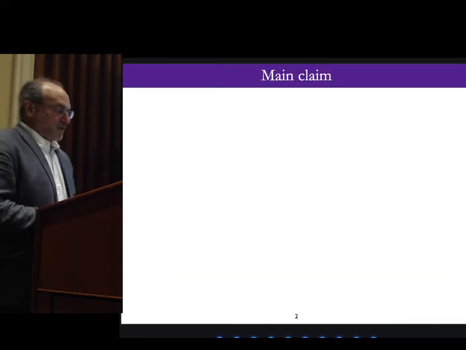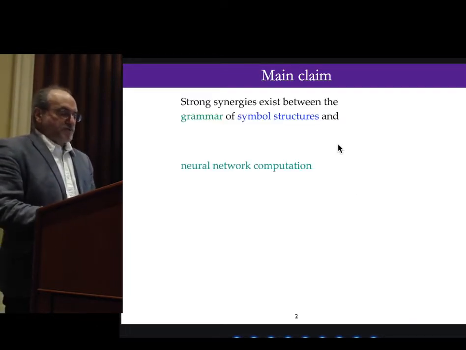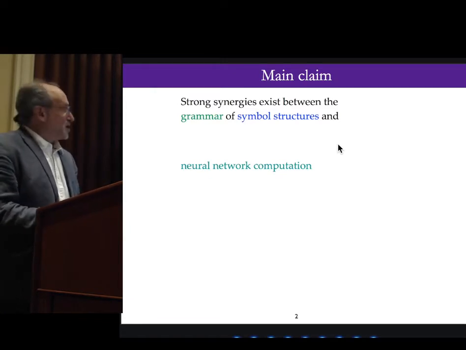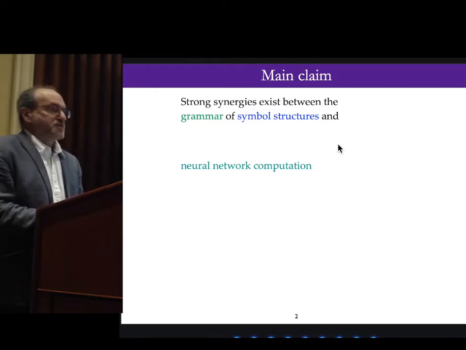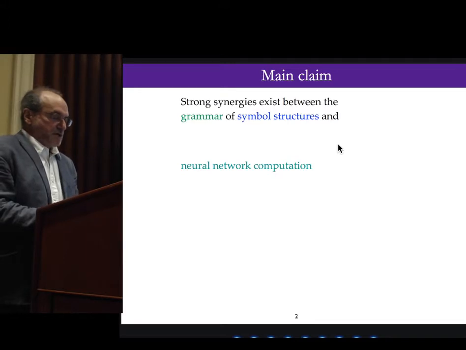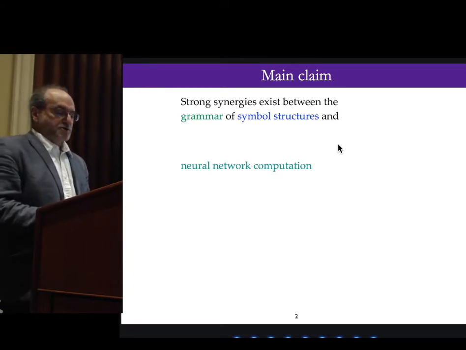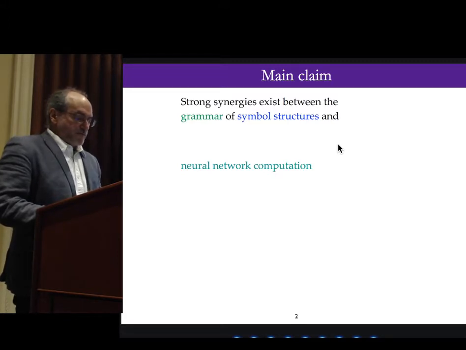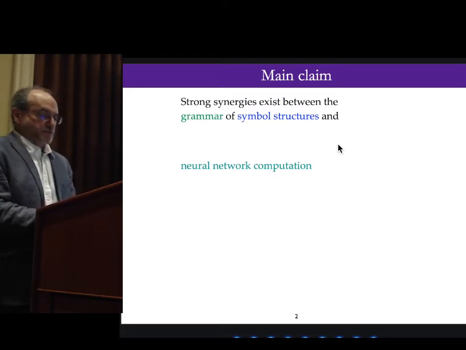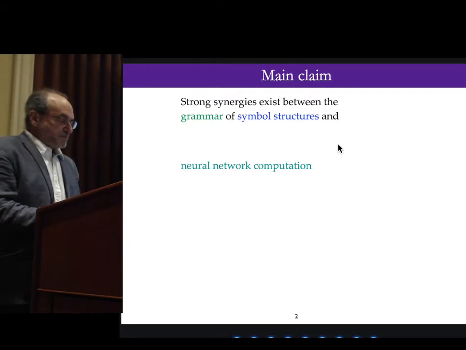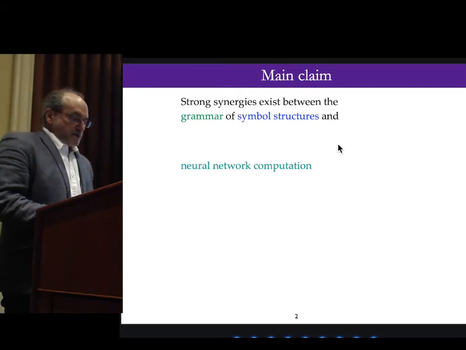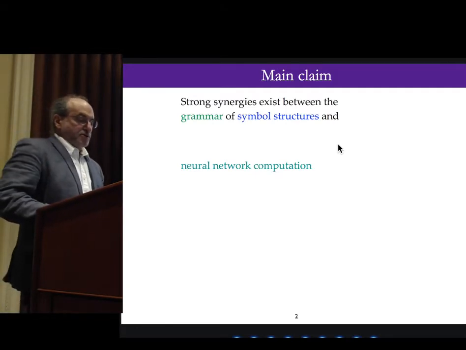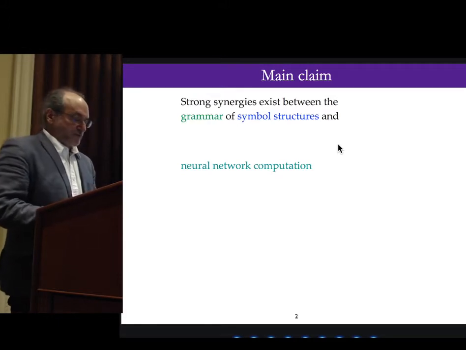Okay, the main claim I want to make in this talk is that strong synergies exist between the grammar of symbol structures and neural network computation. The aspect of this claim that's relevant to SCiL is the claim that neural network computation can strengthen the theory of grammar. The aspect relevant to the celebration of the 60th birthday of Perceptrons and Syntactic Structures is the claim that theories based on symbolic structures and those based on neural networks can actually strengthen each other.